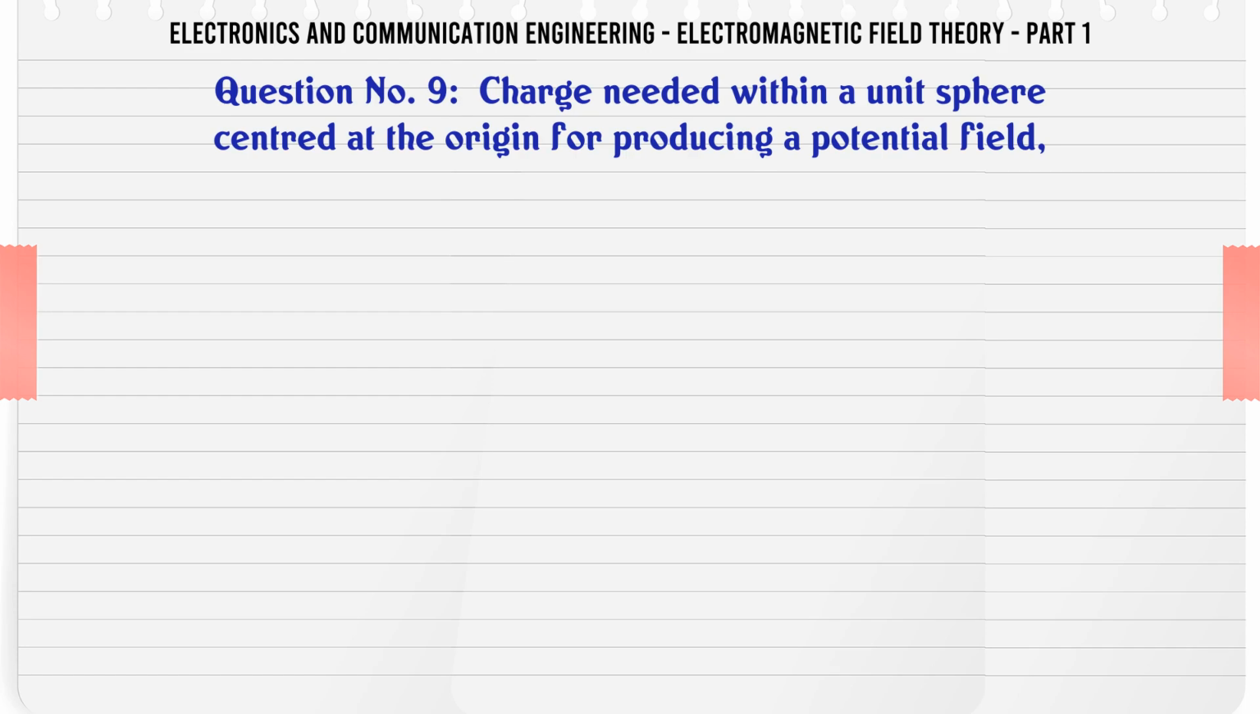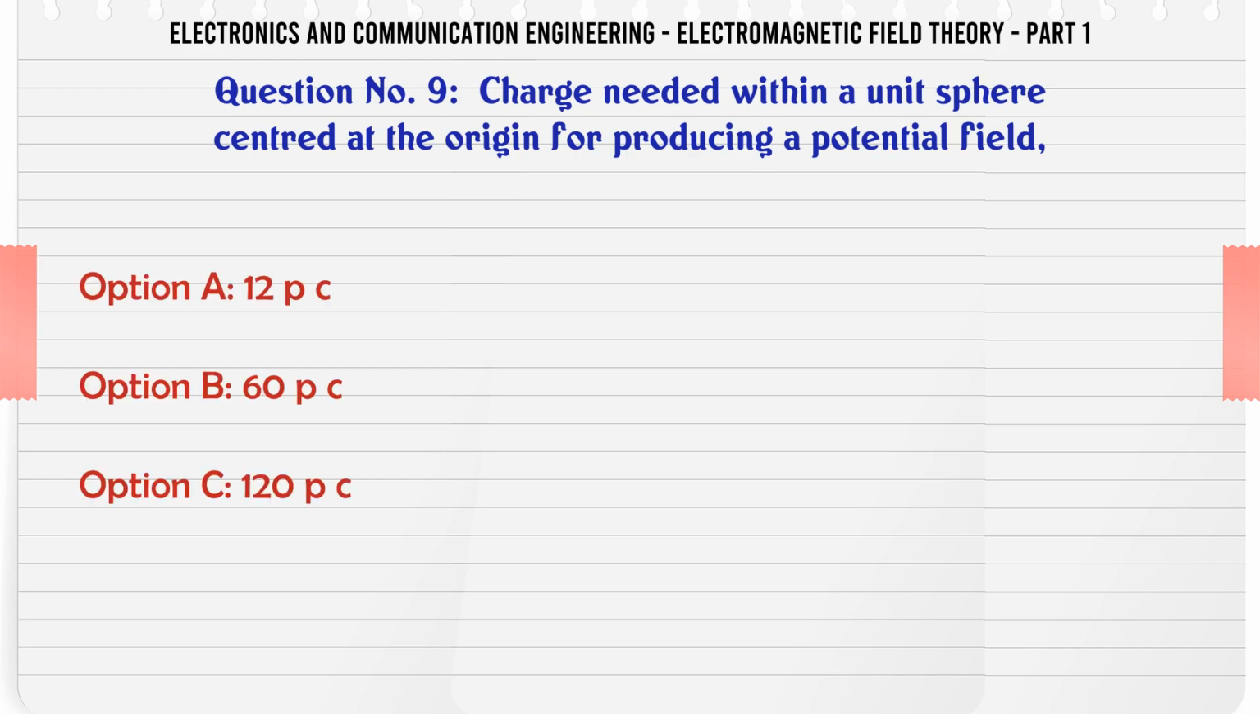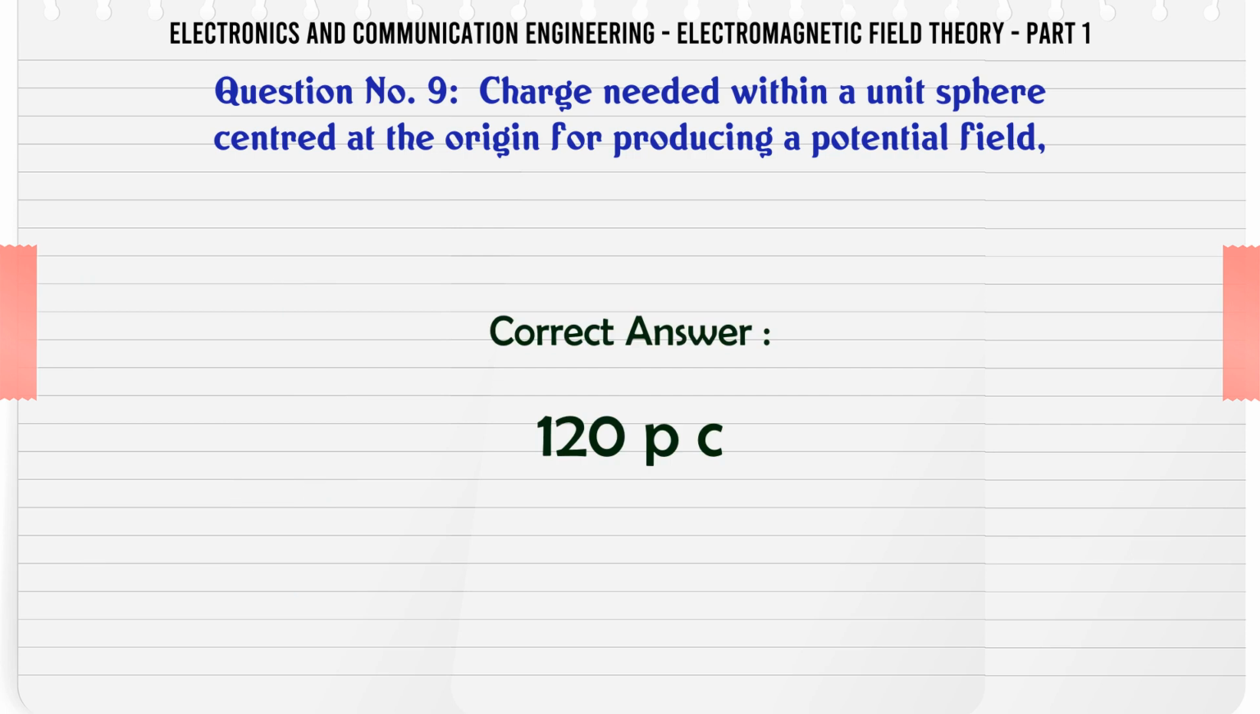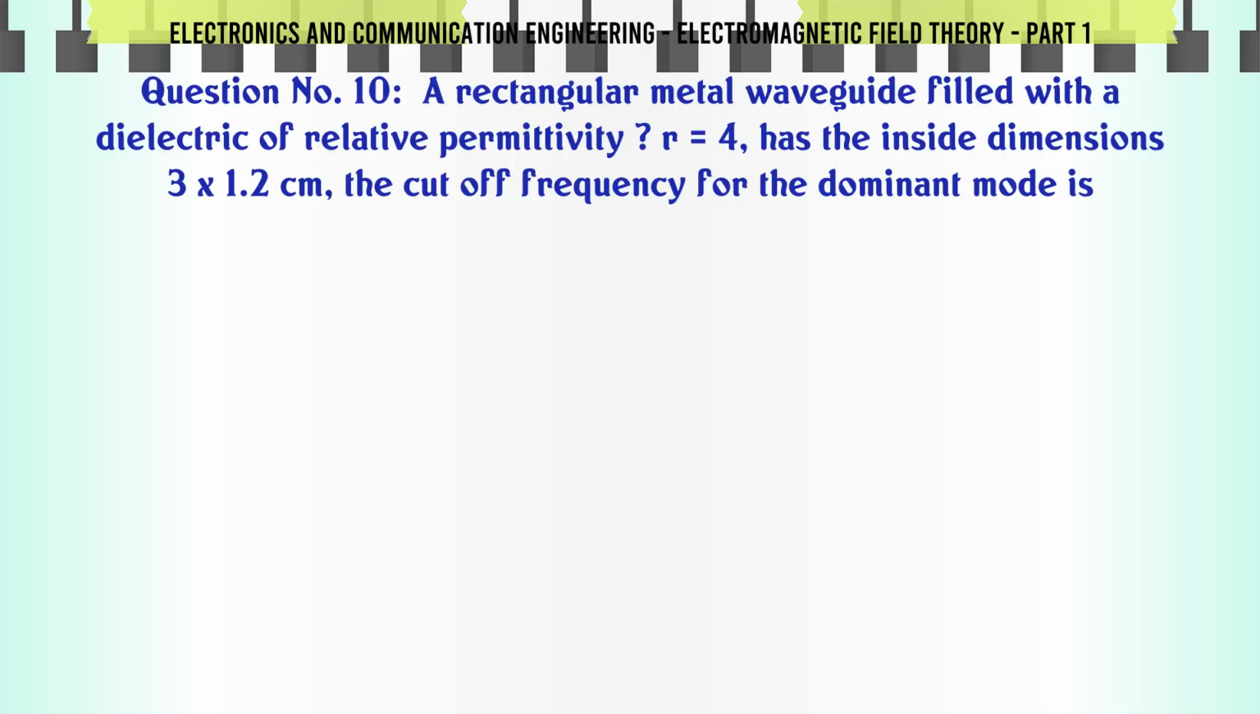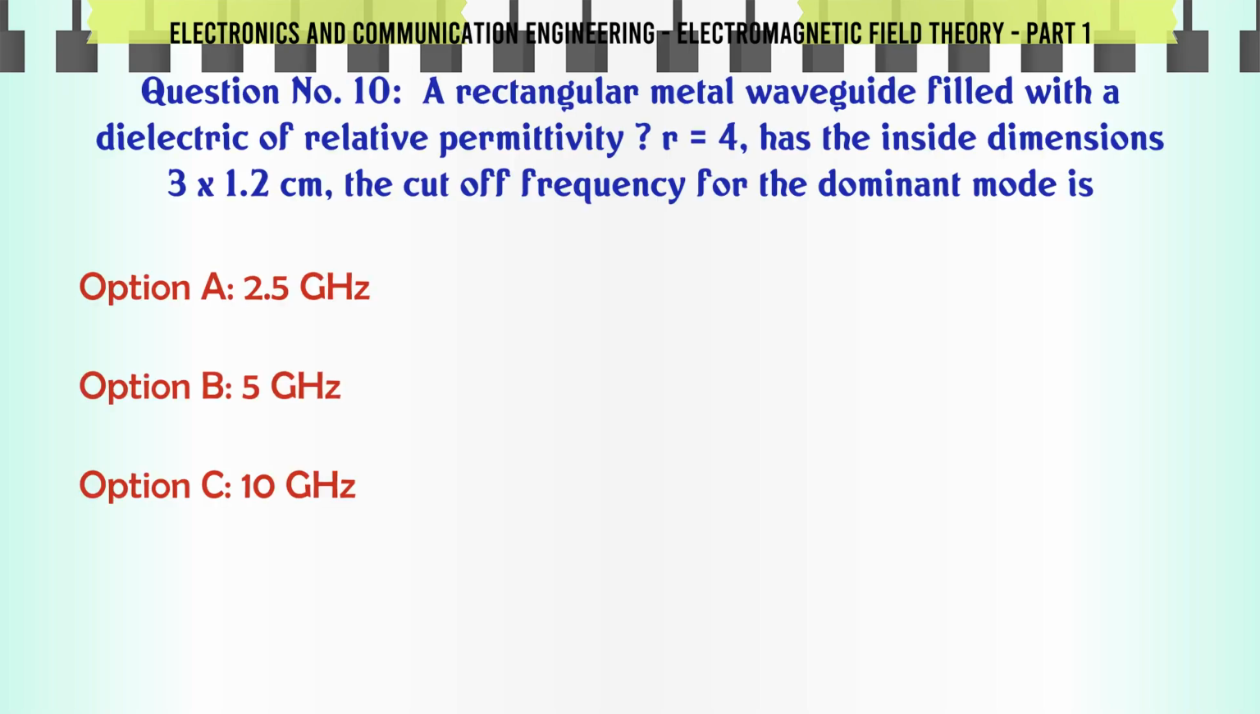Charge needed within a unit sphere centered at the origin for producing a potential field. A 12 pC, B 60 pC, C 120 pC, D 180 pC. The correct answer is 120 pC.